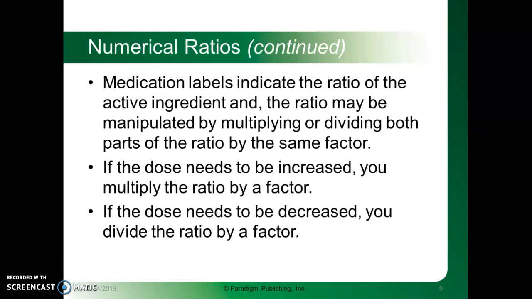The medication label indicates the ratio of the active ingredient, and the ratio may be manipulated by multiplying or dividing both parts of the ratio by the same factor. So like I said earlier, if we wanted 1,000 milligrams, we would multiply both ratios by the same factor, which in this case would be 2. If the dose needs to be increased, you multiply the ratio by the factor. If the dose needs to be decreased, you divide the ratio by the factor.